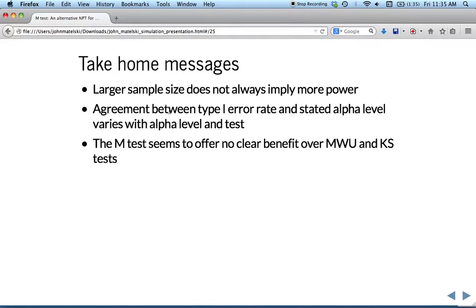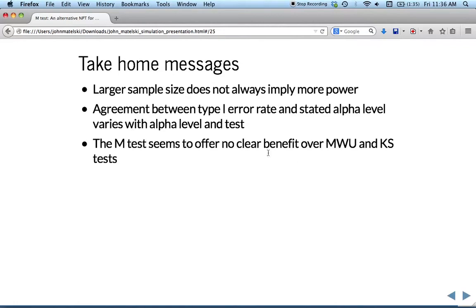The agreement between type 1 error rate and the stated alpha level varies with alpha level and with the test. This should be noted by people who think that using alpha equals 0.05 doesn't have any implications for how the tests perform, that it's a threshold that doesn't have implications for the rest of your testing procedure, because it does. We see from these graphs, all of my type 1 error plots, there were 2 of them, they all show non-monotonic increasing functions, where what they should be showing is just straight lines across. So that should be heeded.